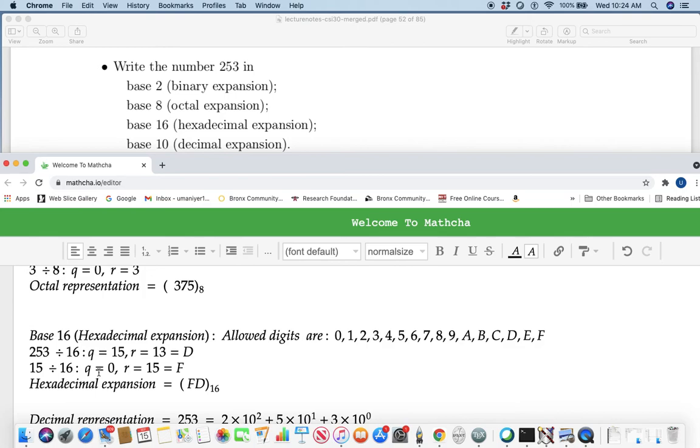15 is smaller than 16. Quotient is 0, remainder is 15. 15 is F. Quotient is 0, you stop. So D first on the right hand side, then F. FD base 16. That is your representation of 253 in base 16.